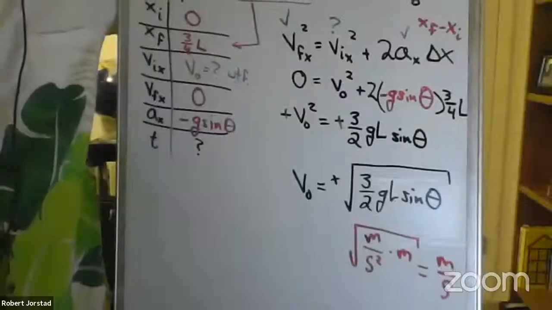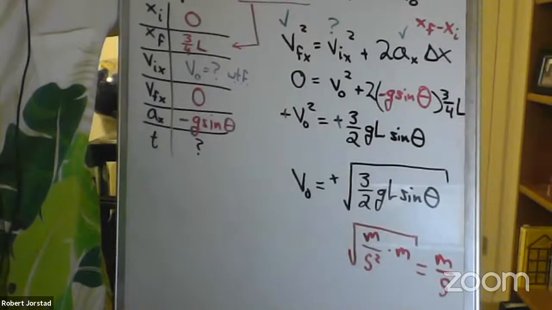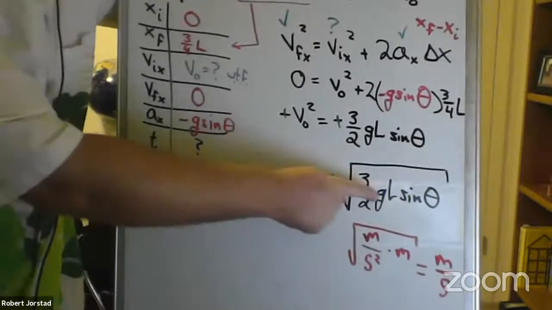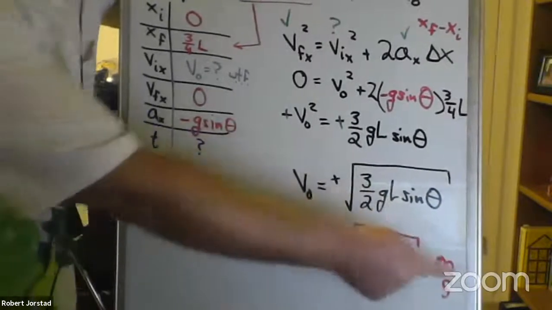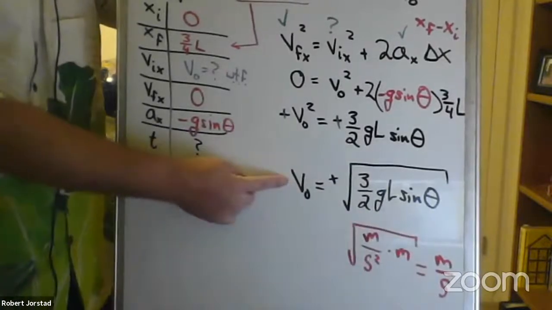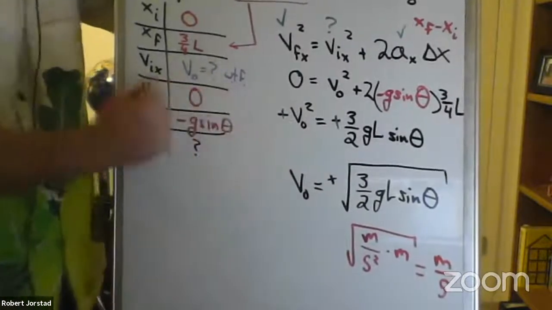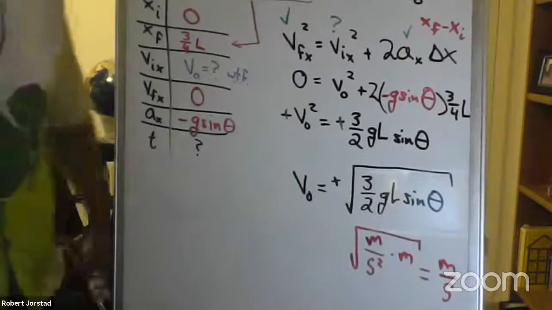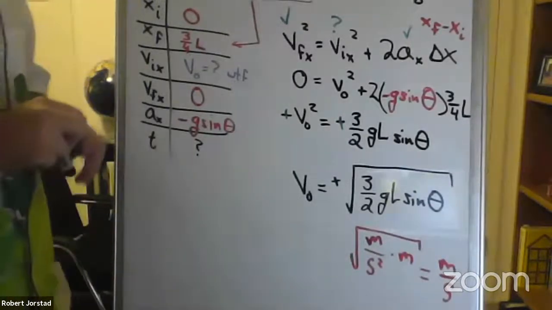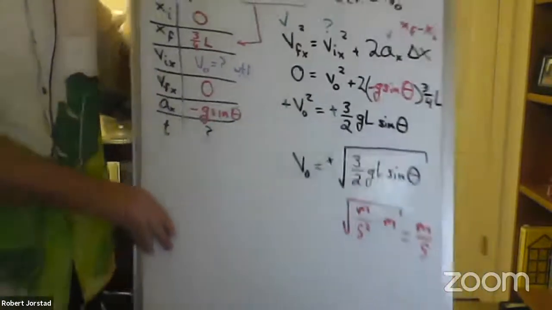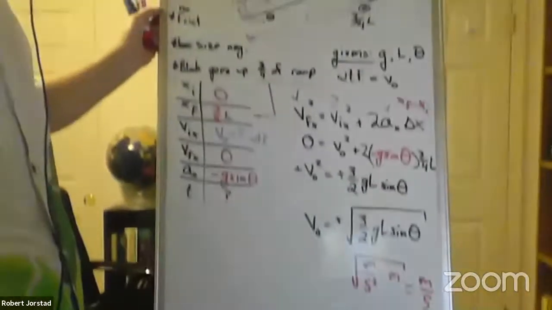Sorry about that. So far, so good. Meters per second squared for this times meters. When you square root it, you get meters per second. Looks good, right? All right. Other questions? I'm going to pull it back a little bit, try to show you the whole thing now.